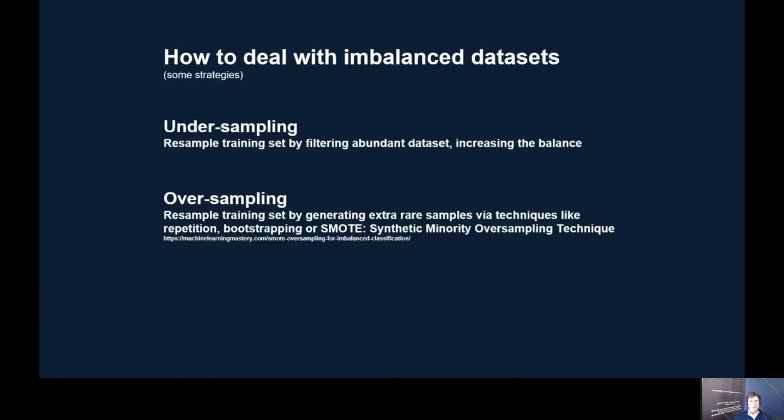Okay. How to deal with imbalanced data sets? Some strategies. There are two basic strategies. You can make fewer samples in the abundant data set by filtering it out. Then you have a better ratio of congestion and non-congestion. If you filter out the non-congestion data, then you get a better ratio, of course.